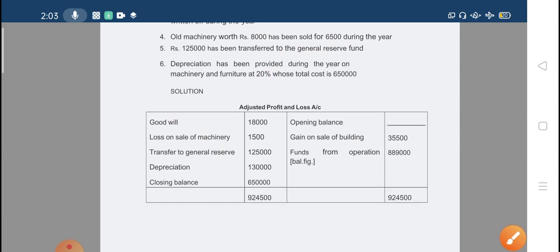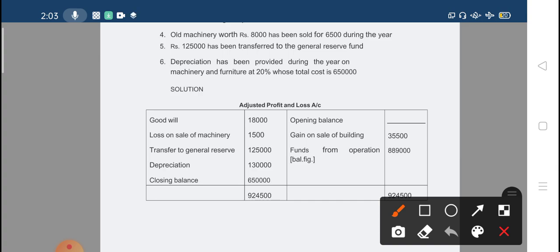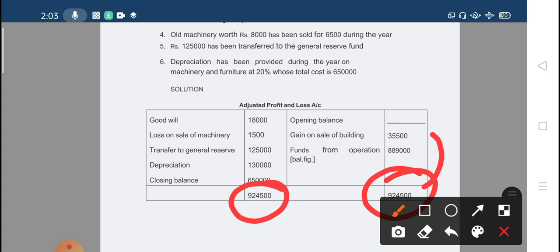So at the end we have to see the balances. If we observe, usually the debit side amount will be more, that is 9,24,500. So the same amount is also written here, 9,24,500. And if we deduct the first amount, 9,24,500 minus 35,500, the balance will be 8,89,000. That is funds from operations. If the balance comes on the debit side, that is application of funds.